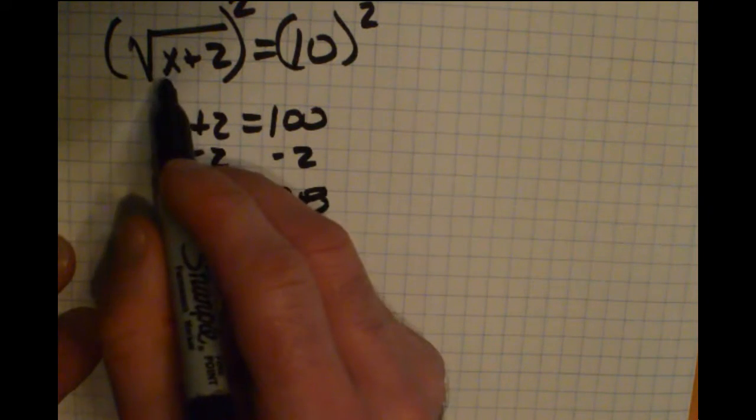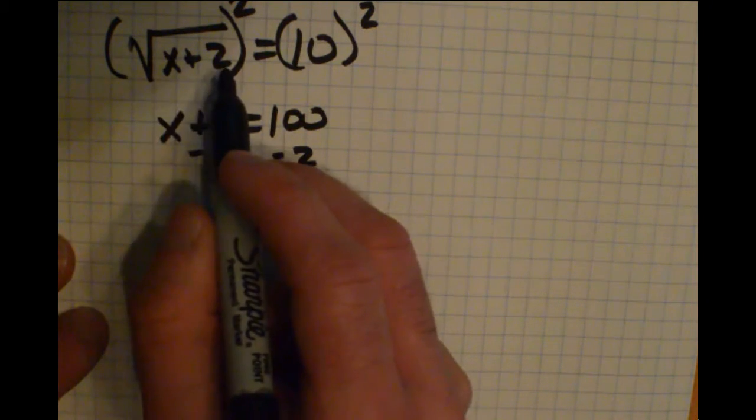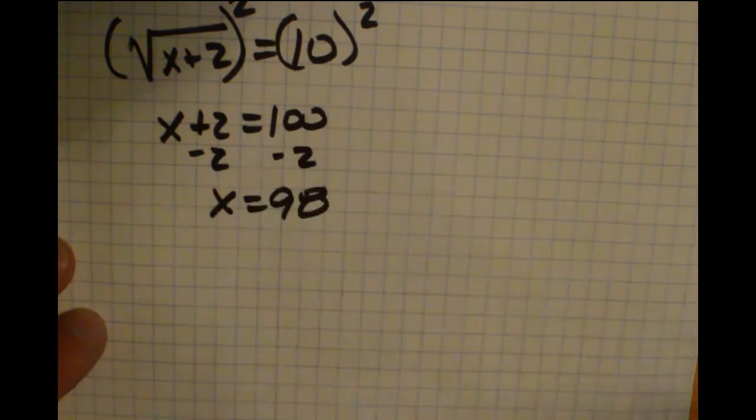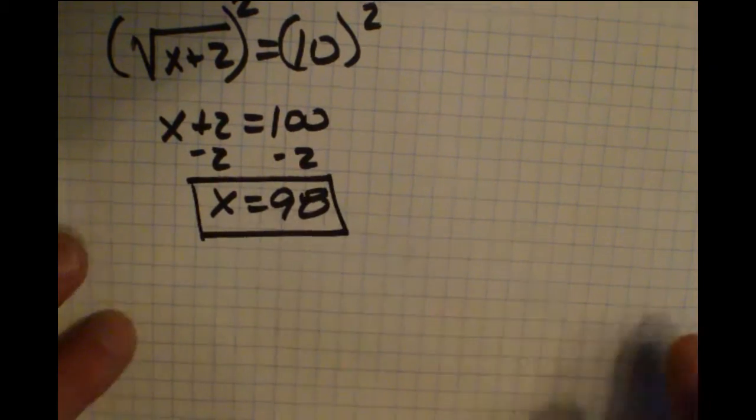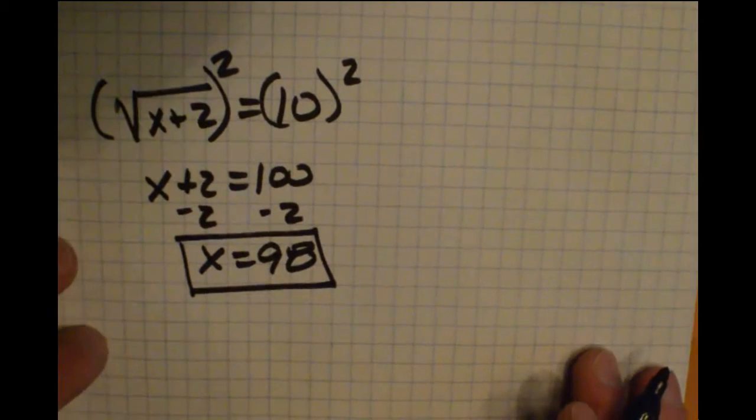Plug that back in to check if it worked. 98 plus 2 is 100. The square root of 100 is 10. So that's the valid solution. Now I want to take a look at a different example.